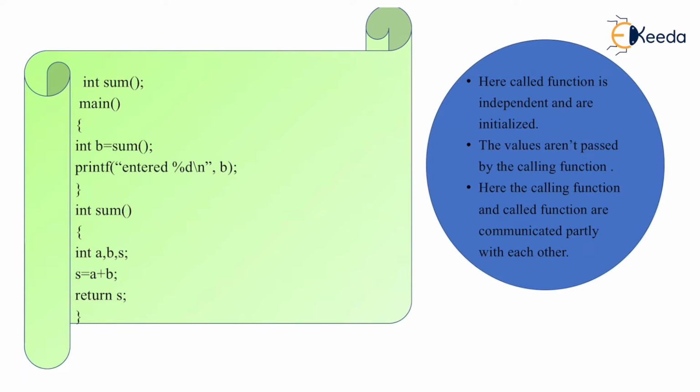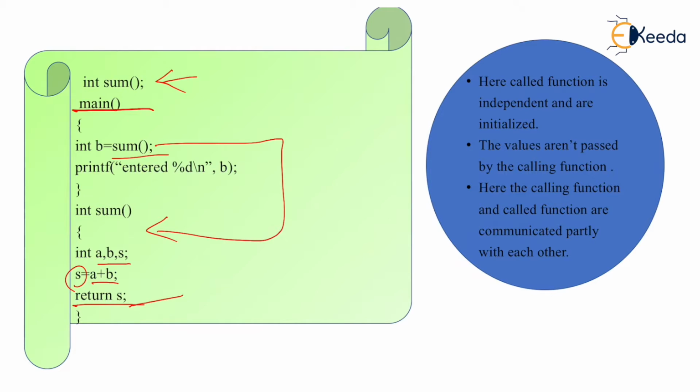Now we'll see the example. What is this performing? We have created one function which is int sum. Then inside the main block, we are calling function sum. At that time my control comes from here to here. It's performing a plus b, addition, storing it in s and returning the value of s. When it returns the value of s, it comes back once again to here. So whatever the value of s is, that will get stored in b. And printf the value of this is b.